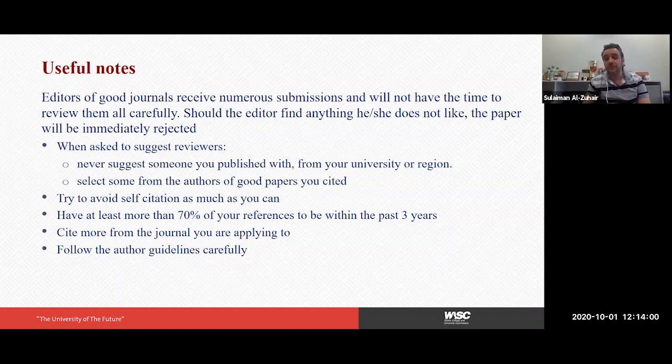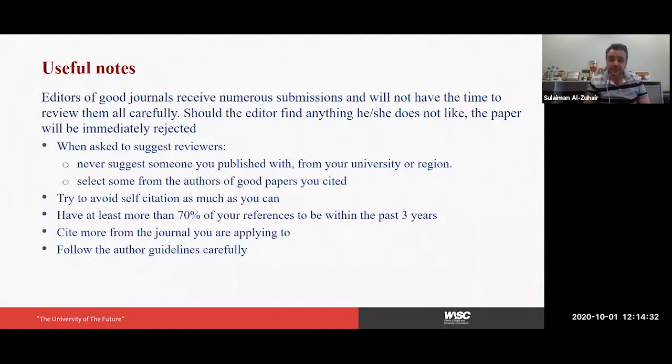Select some from authors of good papers you cited. Now you cited many papers. If you do not include any one of them in your suggested reviewers, the editor may also question that. He's citing all those good papers, so why is he or she avoiding selecting the authors of those papers as reviewers? Again, that may be a reason to reject. They will not give you a reason. They will say rejected directly, but those are the reasons. They have flags that automatically appear for the editor when you do something like this.